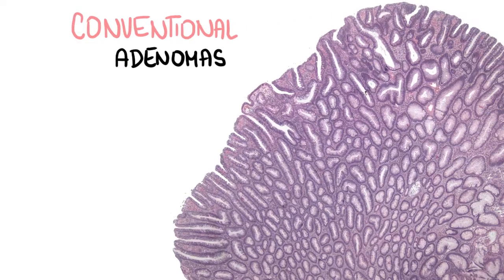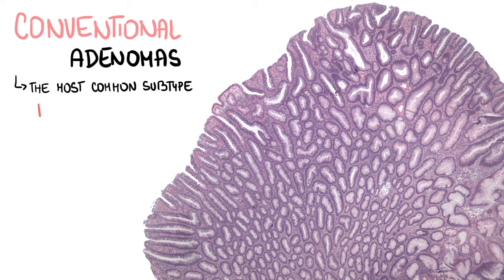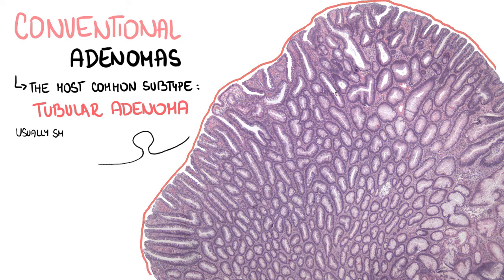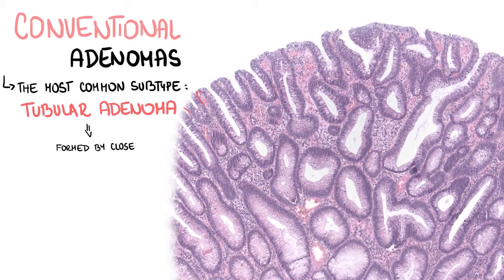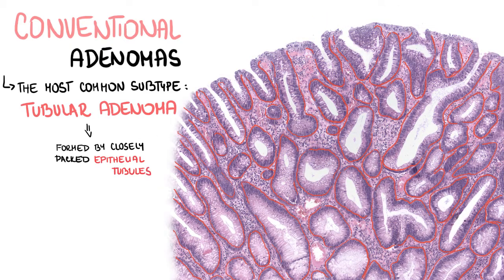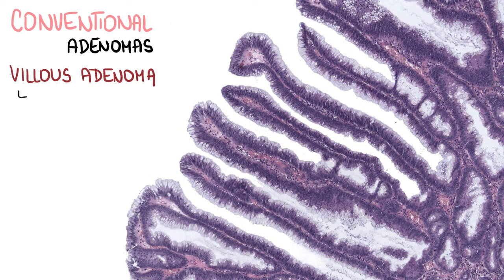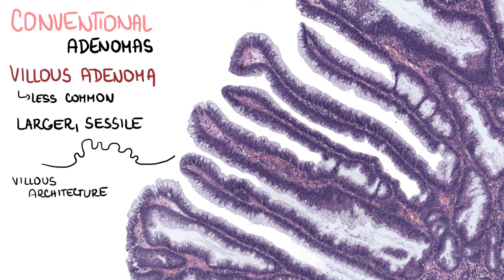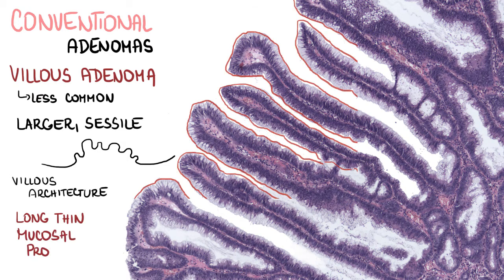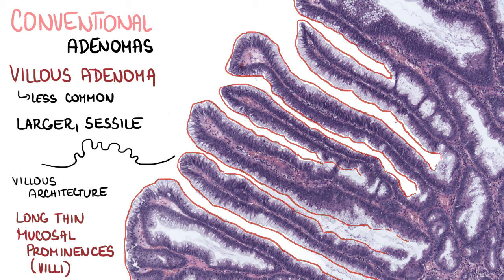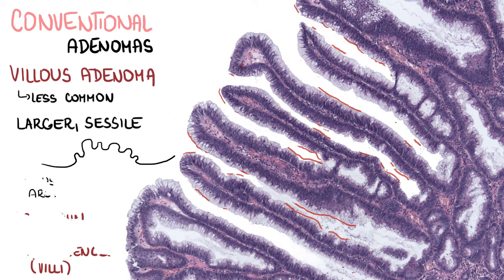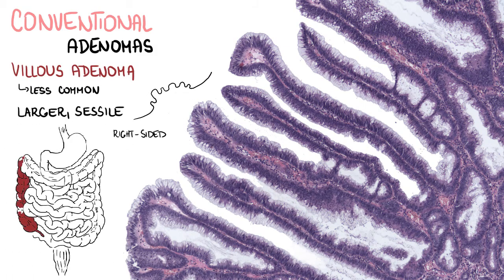The most common subtype of the conventional adenoma is a tubular adenoma. It's usually smaller and pedunculated. Histologically, it's formed by closely packed epithelial tubules, corresponding to elongated intestinal crypts. A villous adenoma is the less common. It's larger, sessile, with a villous architecture forming long, thin mucosal prominences, resembling villi of the small intestine. It's often localized in the right-sided colon.